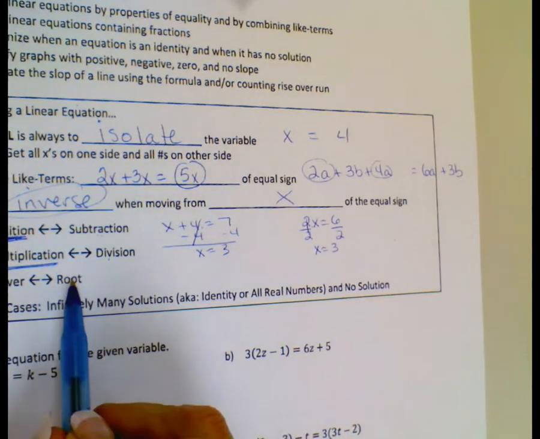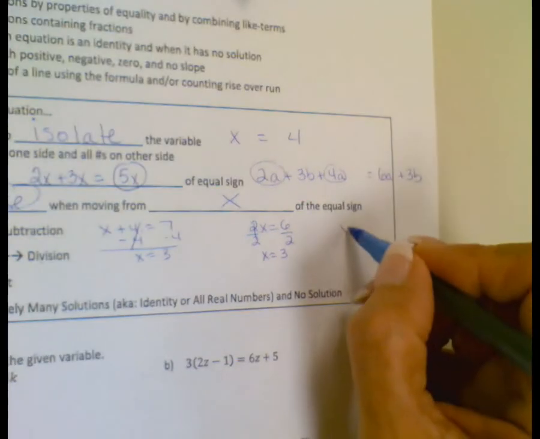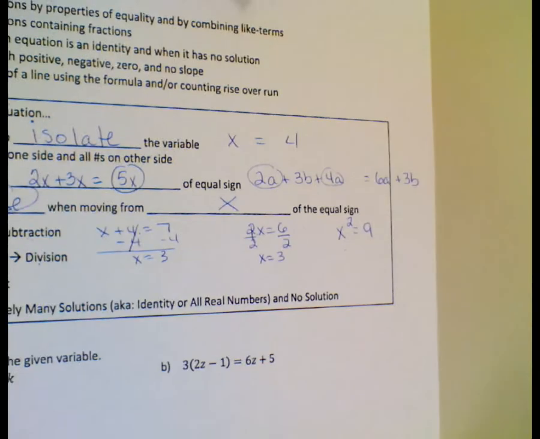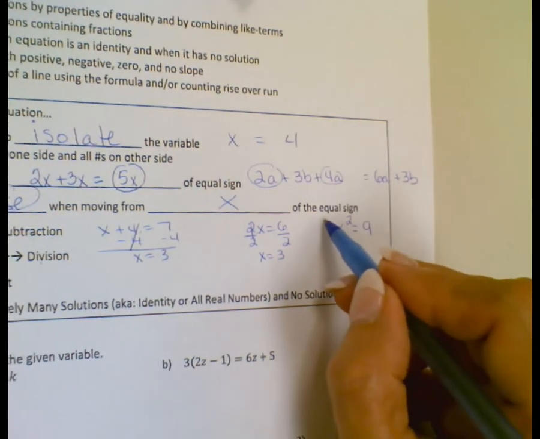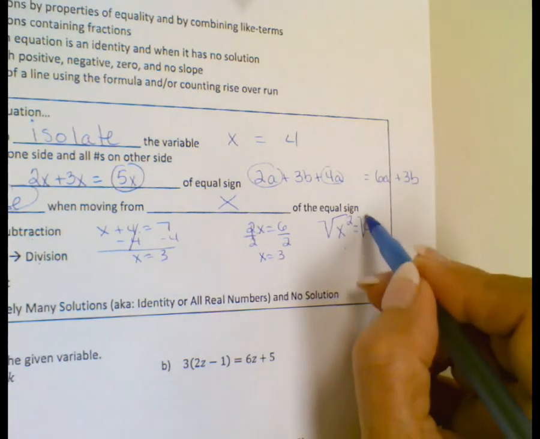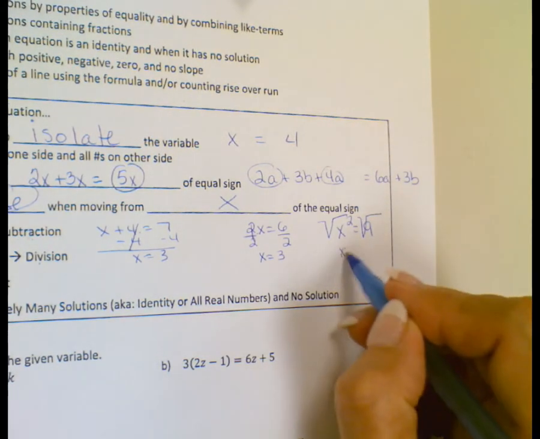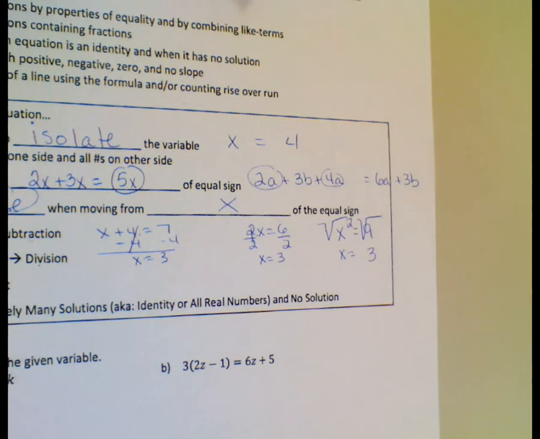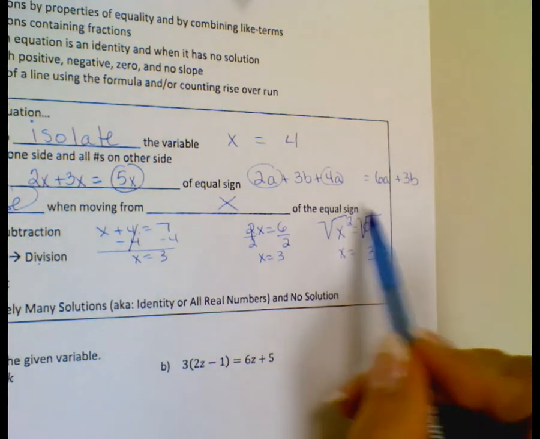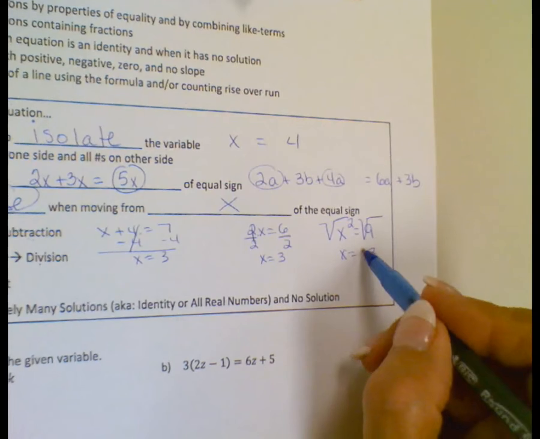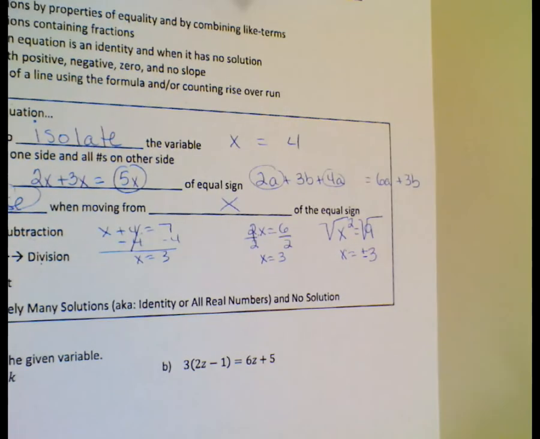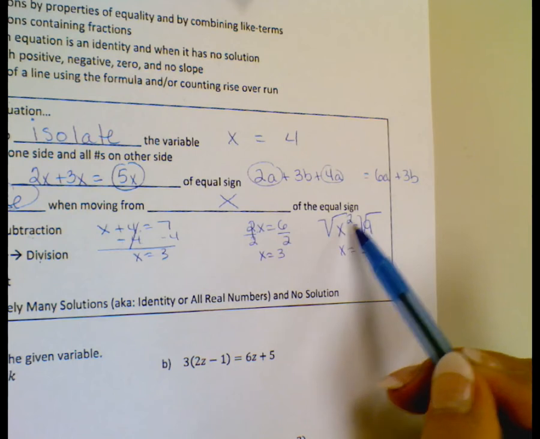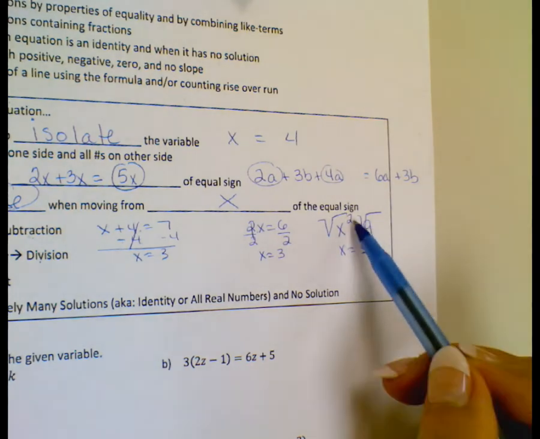If you have a power, how do you get rid of it? A root. So if you had x squared equals 9, something like that, how would you get rid of the square? You would take the square root of both sides. So x would equal 3. But with square roots, there is something you have to remember. Whenever you take a square root of both sides like that, you have to put a plus or minus in there. 3 squared is 9, but so is negative 3 squared. So there are actually two answers when you have a square like that.